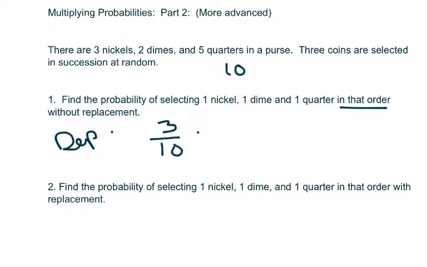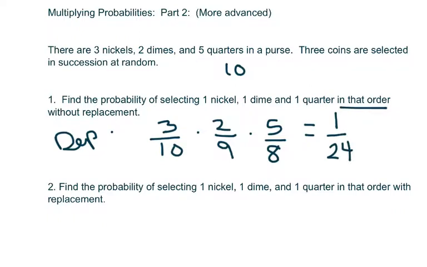1 dime, so that's going to be 2 out of 9. And then 1 quarter, so that's going to be 5 out of 8. In that specific order. All right, so when you multiply that out, you get 1 over 24.